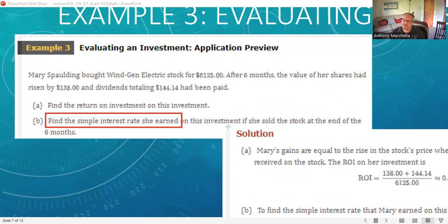What is the simple interest rate she earned? Well, the thing is, the money that she earned was not based on a simple interest rate. She put her money into a vehicle, and it was 6125, and what the vehicle gave her back was 138 plus 144.14.